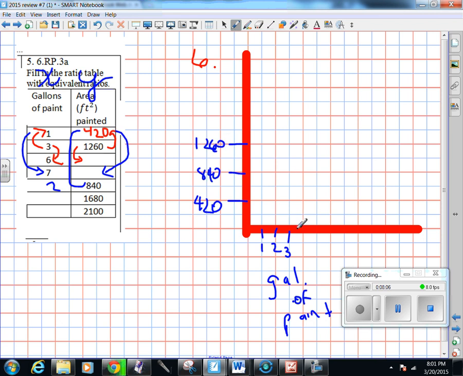And then I graph those points on my graph. And this side would be labeled feet squared. And then I need some kind of a title up here. And then I'm going to graph my ordered pairs, so over 1 up 420, over 2 up 480, and so forth. So that's what you have to do. So this is 5, which needs to be completely filled in, and then 6.